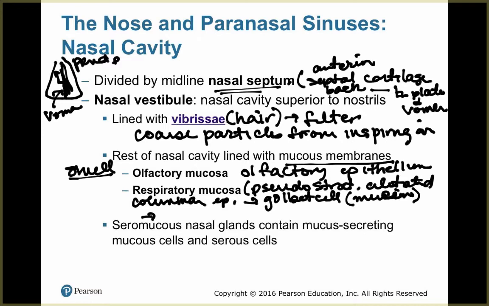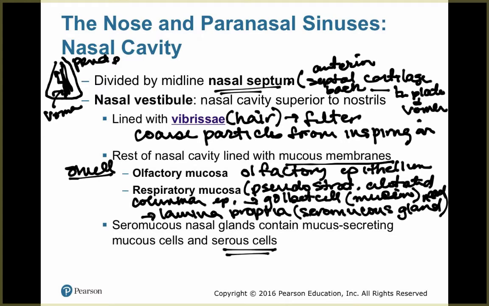Now, within this layer, lamina propria, there are actually what we know as seromucous glands as well. So they're helping to make additional sticky stuff. They're nasal glands. There are also some serous cells in there too. Why, they're really serious.